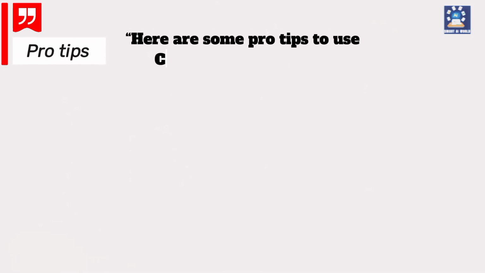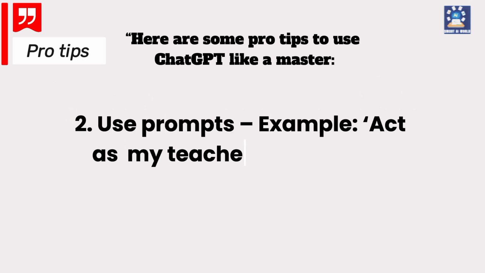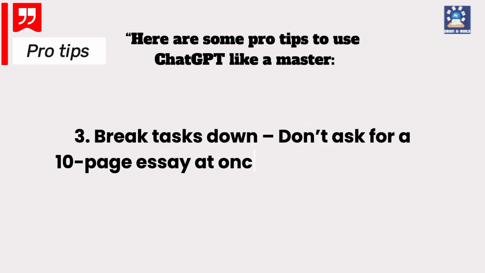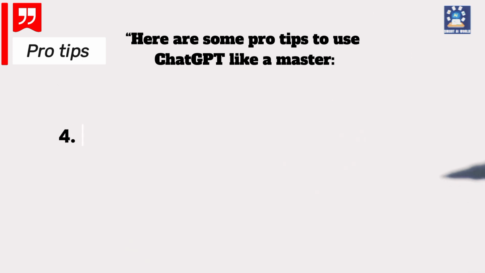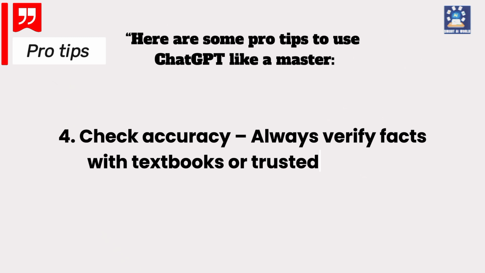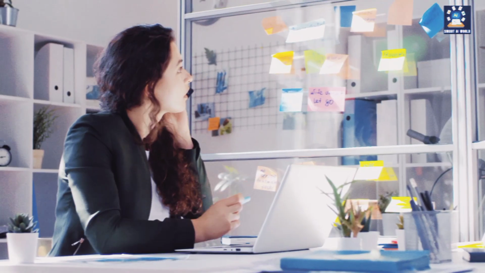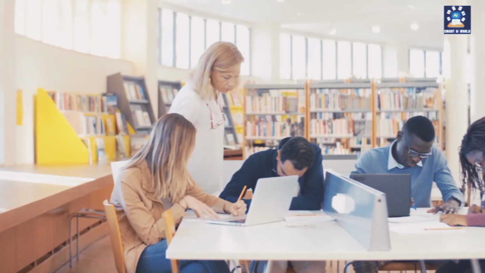Here are some pro tips to use ChatGPT like a master. 1. Be specific. Instead of saying help me with math, say, solve this quadratic equation step by step. 2. Use prompts. Example, act as my teacher and quiz me on world geography. 3. Break tasks down. Don't ask for a 10-page essay at once. Ask for an outline first, then expand section by section. 4. Check accuracy. Always verify facts with textbooks or trusted sources. ChatGPT is smart, but not perfect. If you follow these tips, ChatGPT becomes not just a helper, but a true study partner.